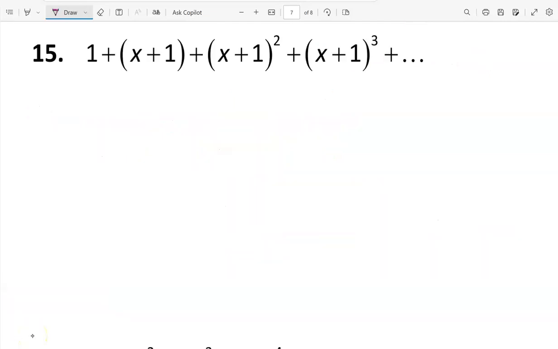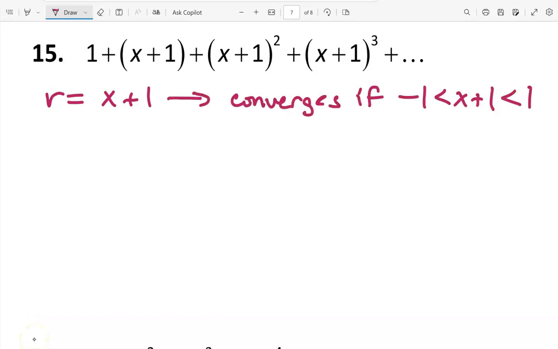The series in number 15 is an infinite geometric series with a ratio equal to x plus 1, and an infinite geometric series converges if its ratio falls between -1 and +1. We can solve this inequality by subtracting 1 from all three parts of the inequality, which gives us values of x between -2 and 0.